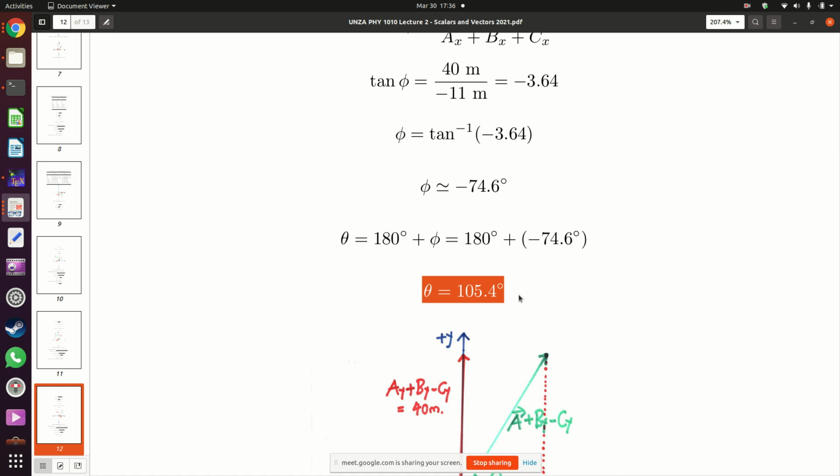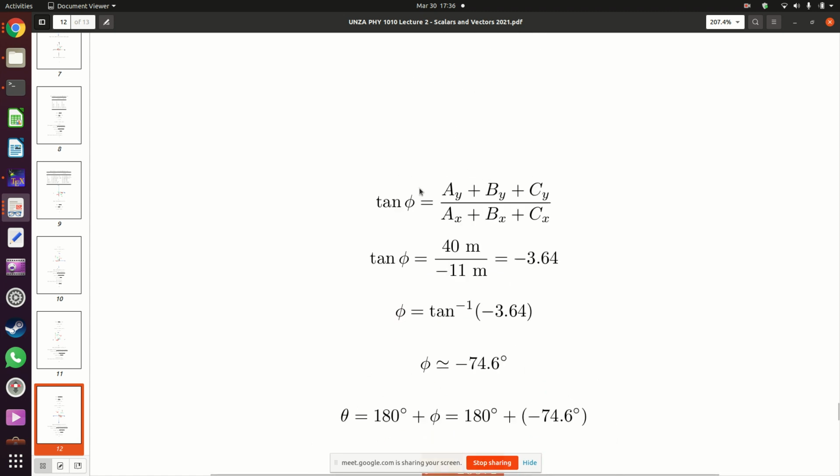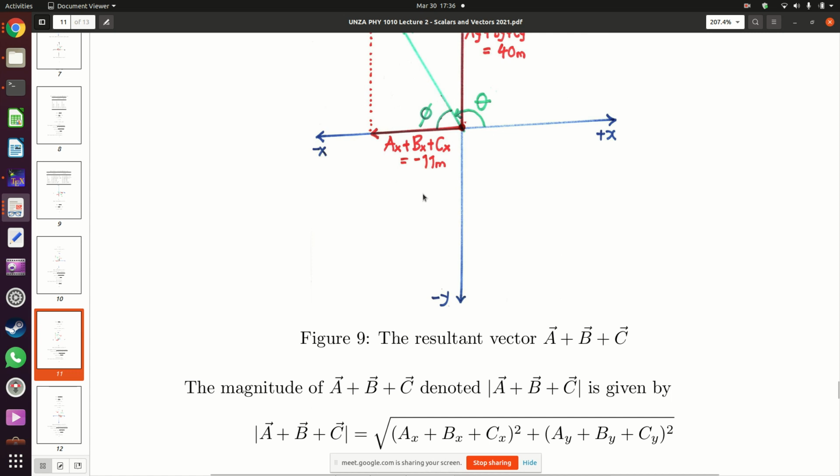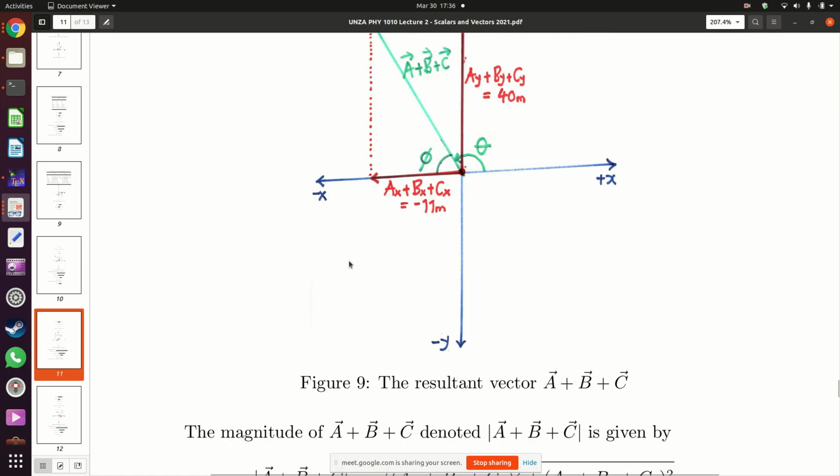Yes, sir, it is. Yes, it's clear. It's clear now. If a vector is in the third quadrant here, your phi will come out positive. So you will add 180 degrees plus a positive phi. That will give you an angle theta which is greater than 180 degrees. Are we clear?